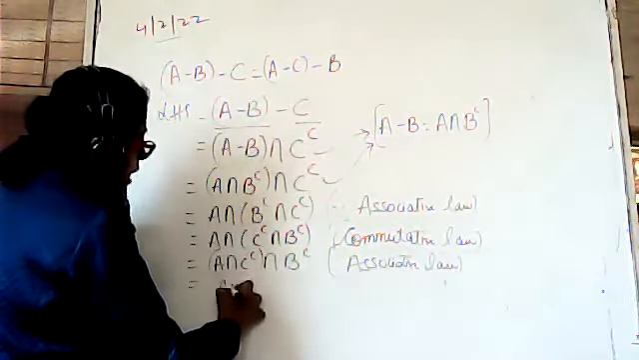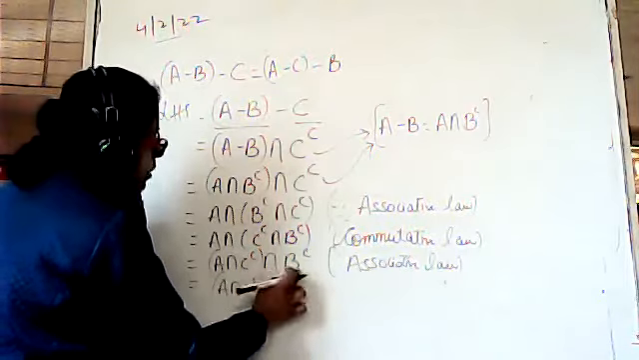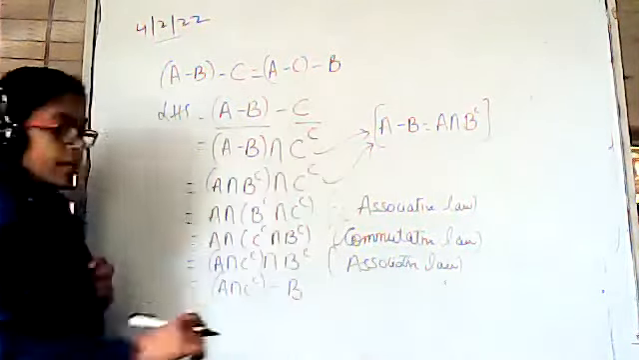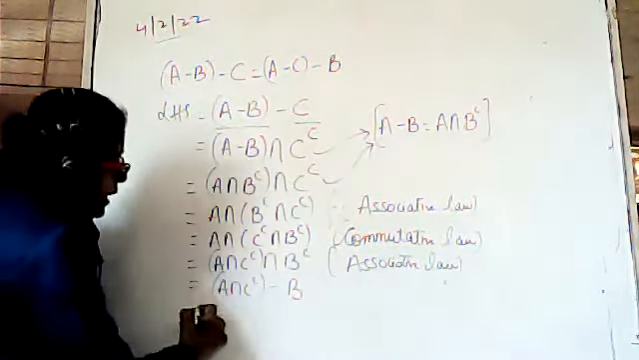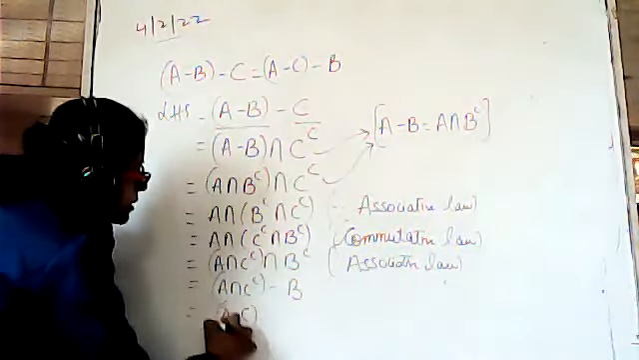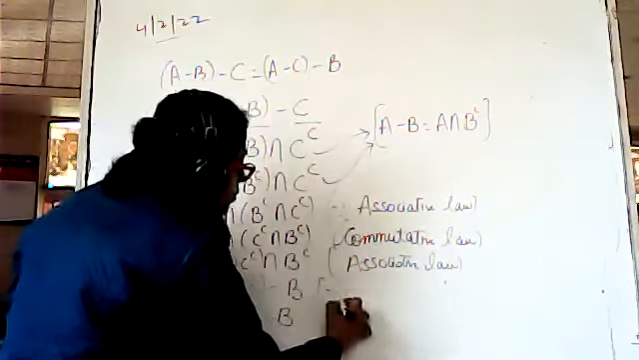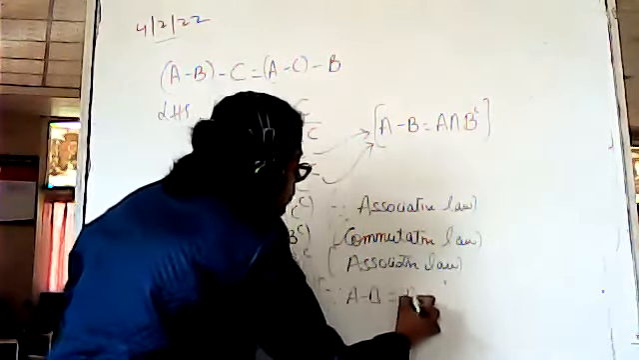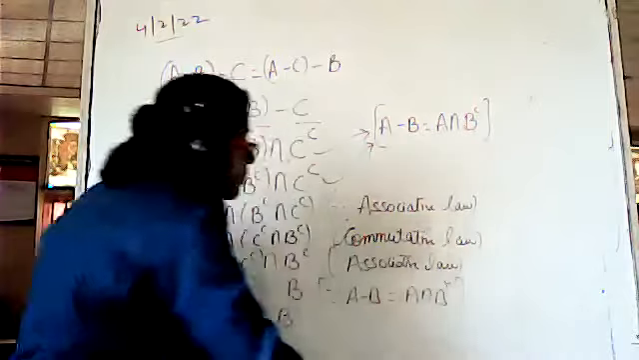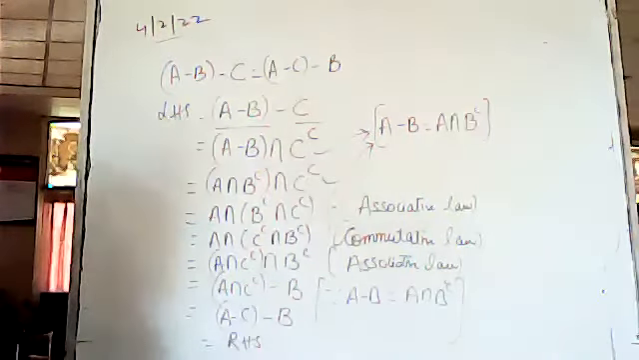Now, A intersection C complement intersection B complement can be written as A minus C minus B, which equals the right hand side. We are using A minus B equals A intersection B complement.